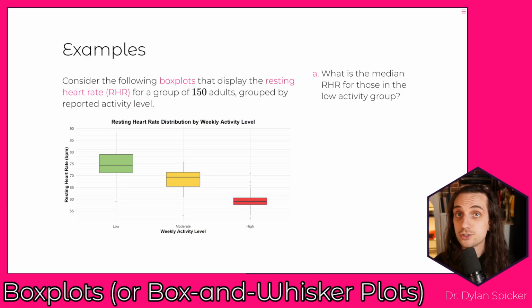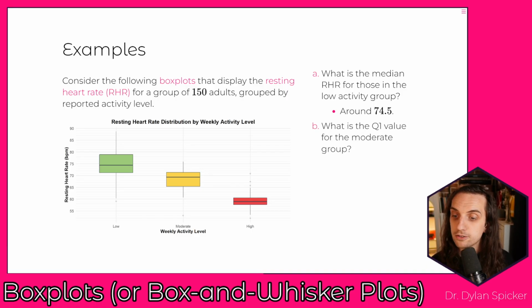So we can start asking questions about these data. What is the median resting heart rate for those in the low activity group? Okay, and so then what we would say is we go over to their box, right? We take this and we draw it across, and we see that that's somewhere between, say, 74 and 75, so maybe about 74.5. Median is always going to be the middle line in our box plot.